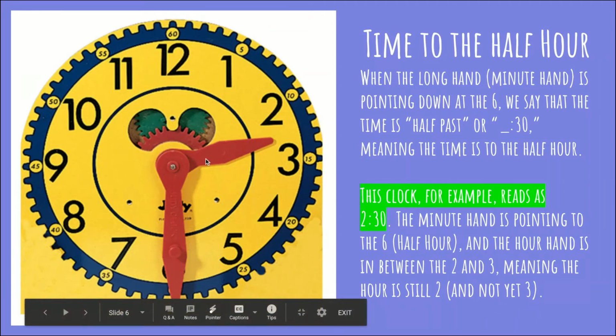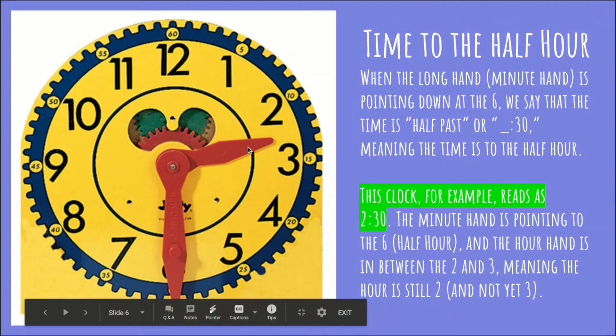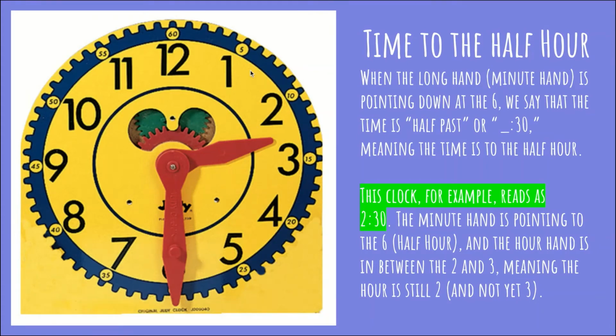Now you might be asking, why, Miss Morris? It's in between two numbers. Well, the hour hand, like you said, is in between the 2 and the 3, meaning the hour is still 2 something, right? It's not yet 3 o'clock because the hour hand has not yet passed the 3. So if it's in between two numbers, you want to pick the number that comes before, all right? Or the number to the left. Okay, so in this case, the time is 2:30. If it's in between two numbers, go with the number on the left, okay, or the number that comes before.